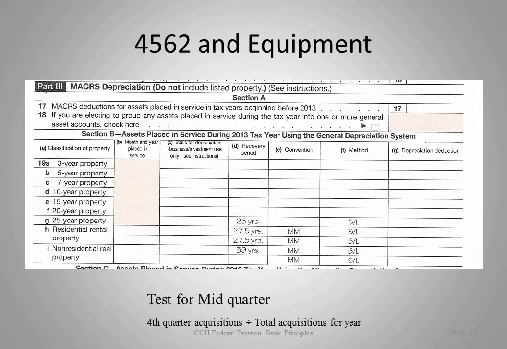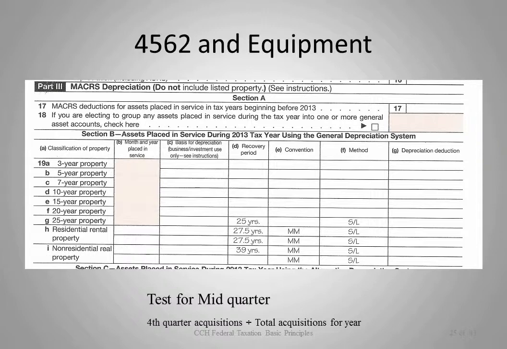Remember, we're testing everything except for buildings. We're putting our October, November, December acquisitions on the top, dividing by total acquisitions for the year to determine whether we have mid-year or mid-quarter. So in that column E where it says convention, it is not possible to have half year for 5-year property and mid-quarter for 7-year property. They all have to be the same.